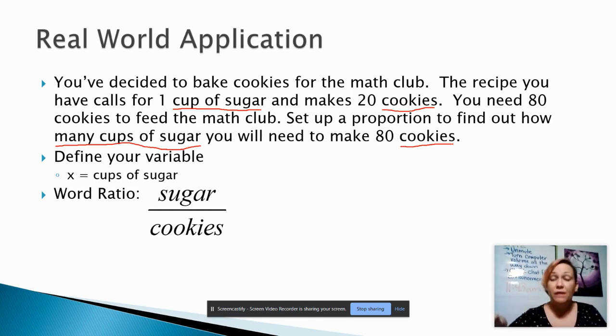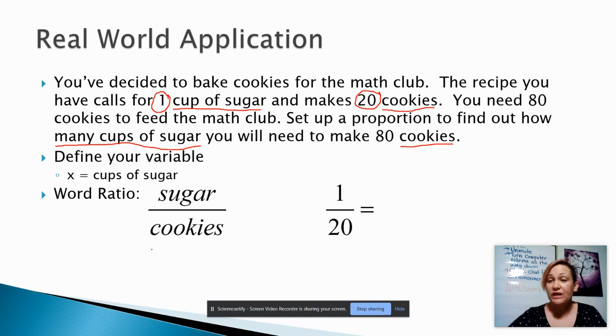So now when I'm writing my equation, on the top of each of my fractions had better be a number about the sugar. And on the bottom of each of my fractions, it had better be a number about the cookies. So I just want to stay, again, consistent. For my first fraction, I'm going to go ahead and use the first information that was given to me in the problem, and I've already kind of underlined it. I was told that 1 cup of sugar makes 20 cookies. And again, since I'm putting sugar on top and cookies on the bottom, I'm going to put 1 on top and 20 on the bottom.